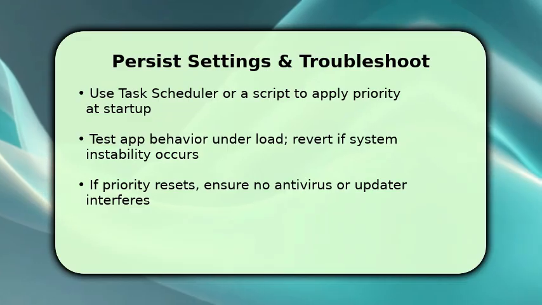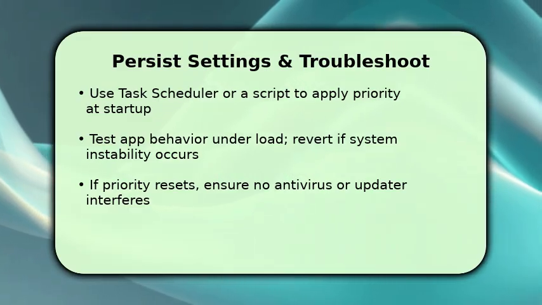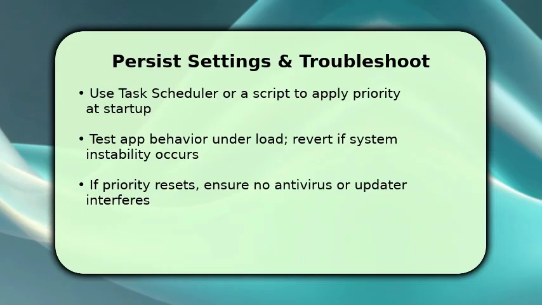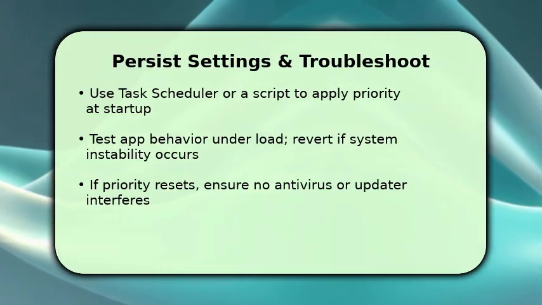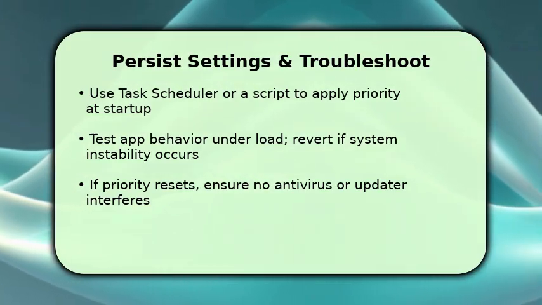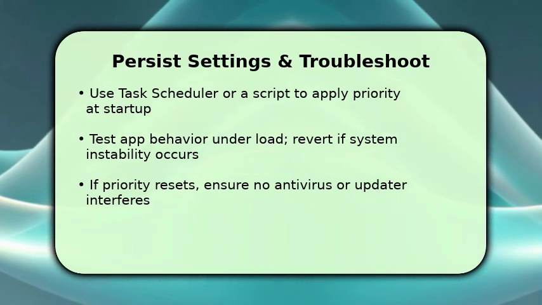If priorities reset unexpectedly, check for antivirus, auto-updaters, or service managers that relaunch the process. These often override manual changes. If problems continue, reboot into safe mode to inspect conflicts.